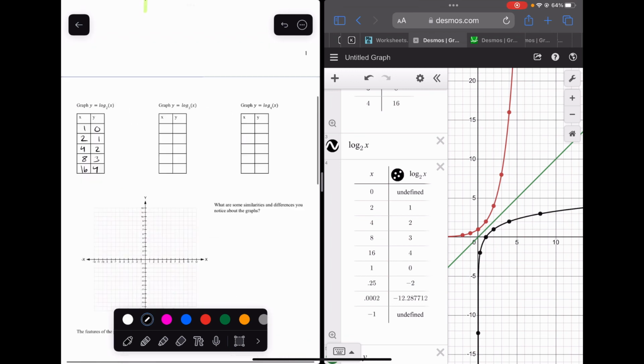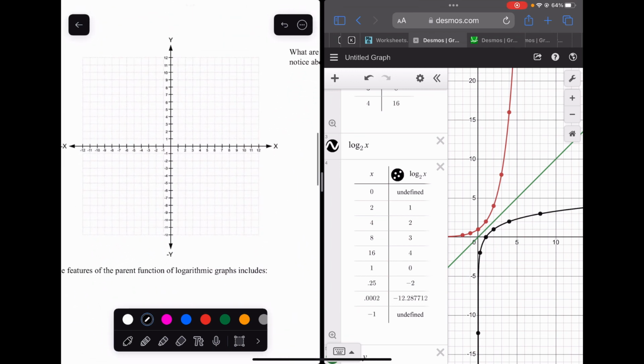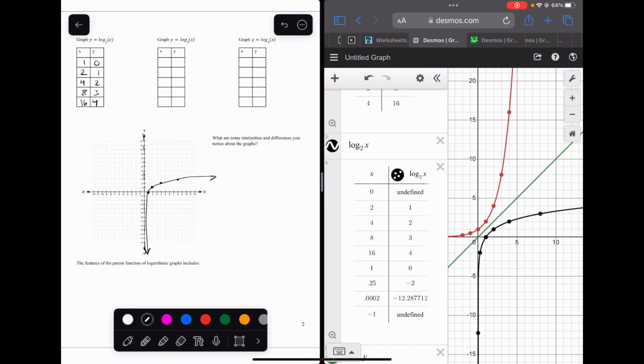All right. And of course, we need to go graph this in one of our colors here. 1, 0, 2, 1, and 4, 2, and 8, 3. Again, we have our asymptote here. All right, so we got that guy done.